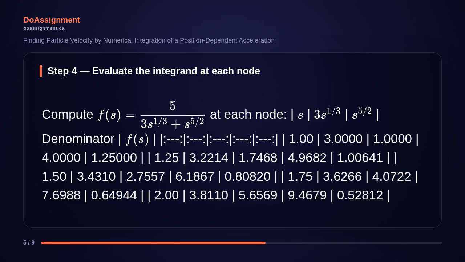We evaluate the integrand at each of the 5 nodes. At s = 1.0, f is 1.2500. At s = 1.25, f is about 1.00641. At s = 1.5, f is 0.8820. At s = 1.75, f is 0.64944. And at s = 2.00, f is 0.52812.